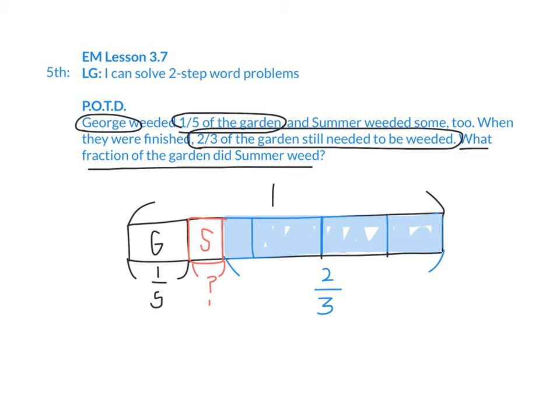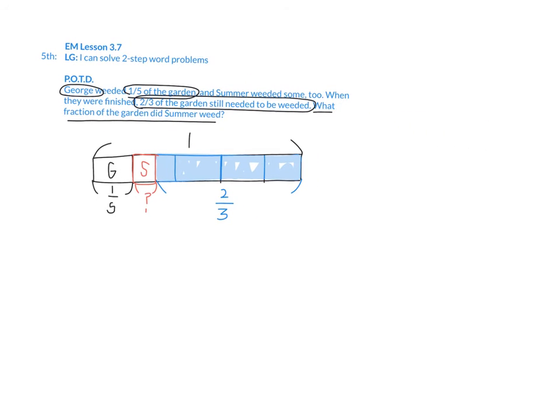So based on our tape diagram, we can see that if I add George plus 2/3 plus Summer, what would that equal? 1, right? Because if I add up the amount that George did, which is 1/5, and then I add to it the amount that Summer did, which we don't know how much Summer did, and then we add up what's left, which is 2/3, all of that is equal to the entire garden. Do you guys see that? So this is a great example of how if we draw a tape diagram, it helps us understand how we need to solve the problem.